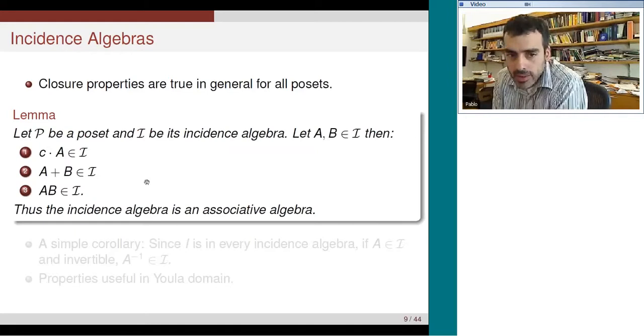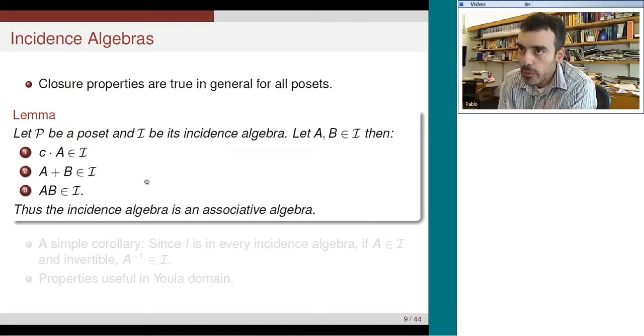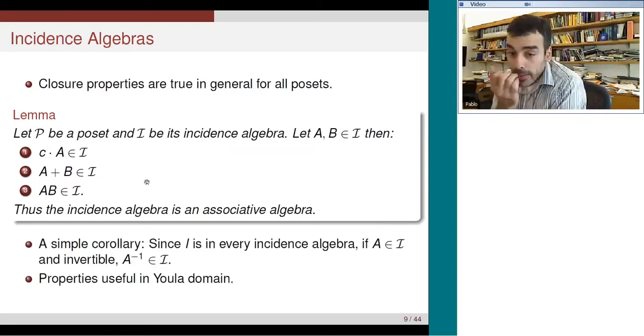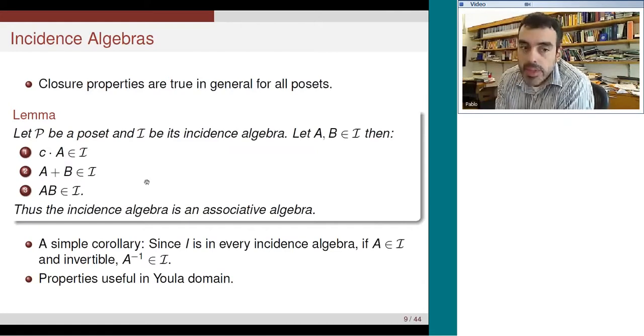So this is essentially what's called an associative algebra. You get a set which is closed under addition and closed under multiplication. So the set of sparse matrices with a pattern associated with a partial order will be closed under addition and multiplication. And in particular, it follows as a simple corollary that if you have a matrix in this algebra and it's invertible, then the inverse is also going to be in the algebra.